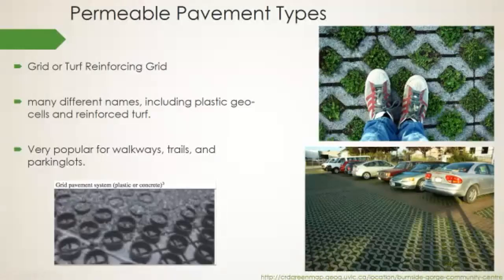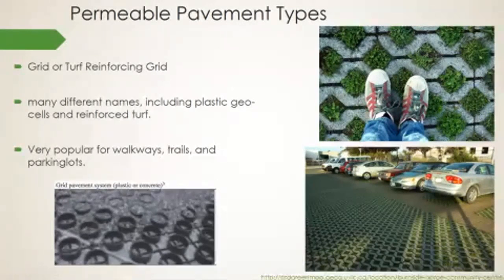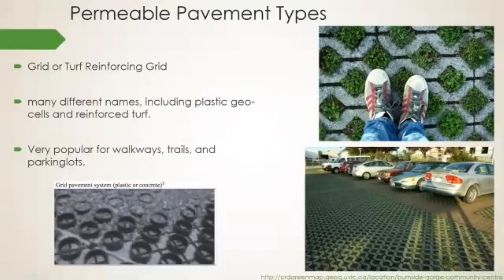These have many different names and forms, including plastic geocells, reinforced geocells, plastic cells, or turf cells, any of those. And this is a plastic grid pavement system where they've got an aggregate underneath, and they rake gravel over the top of it. And this grid is to hold that gravel in and stabilize it.